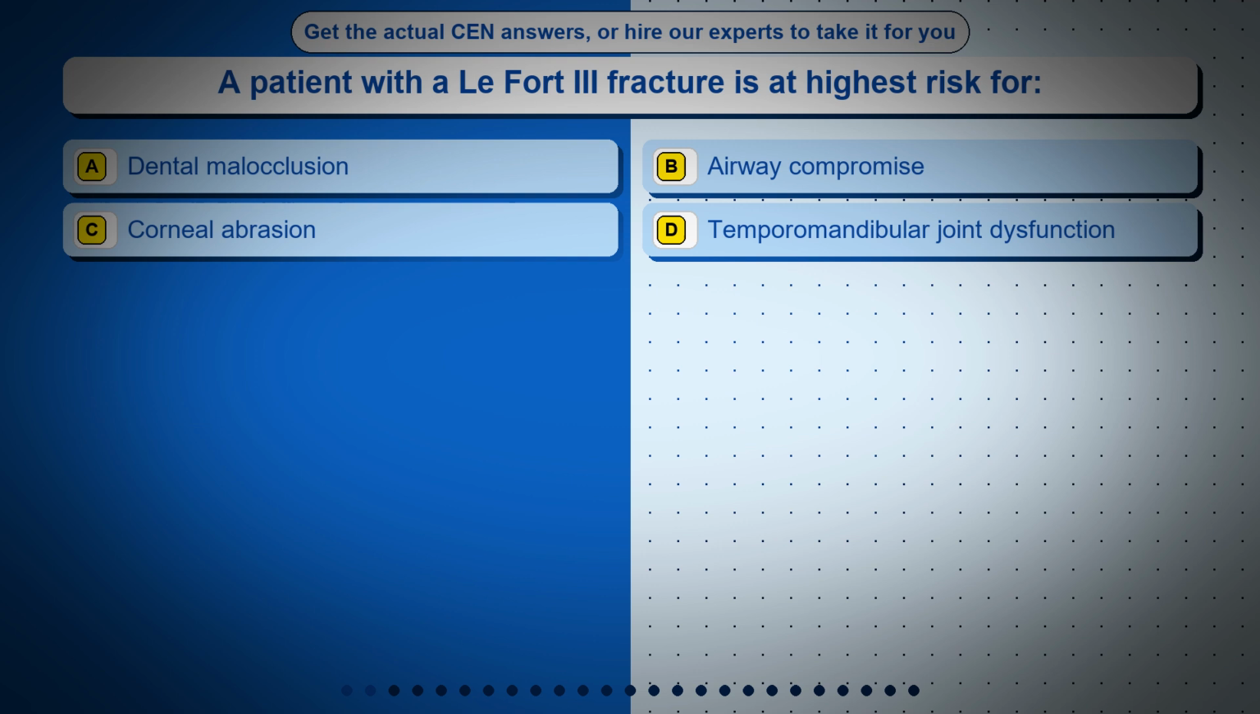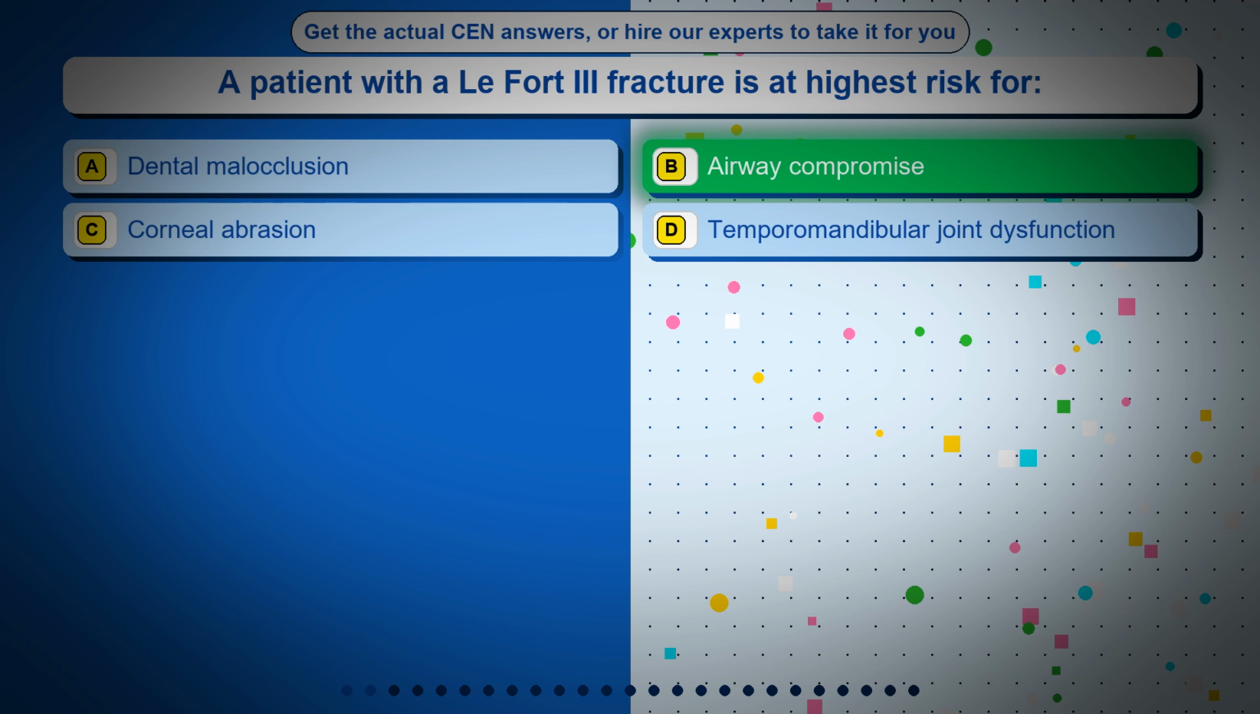Question 2. A patient with a Le Fort 3 fracture is at highest risk for option A, dental malocclusion, option B, airway compromise, option C, corneal abrasion, option D, temporomandibular joint dysfunction. The correct answer is option B, airway compromise.